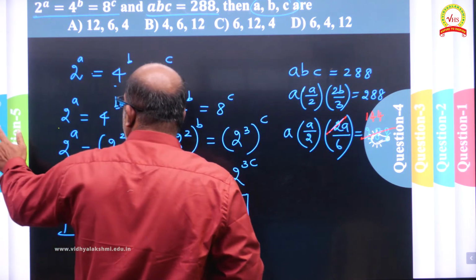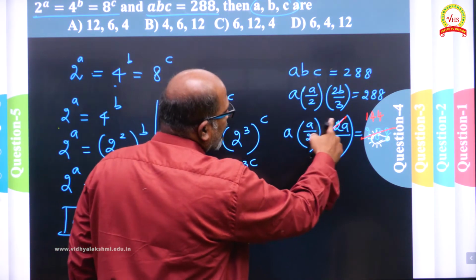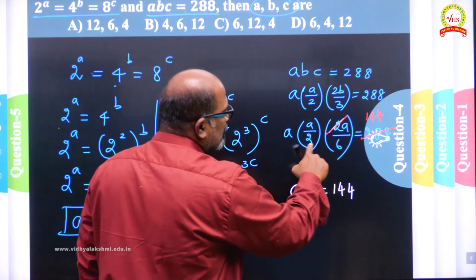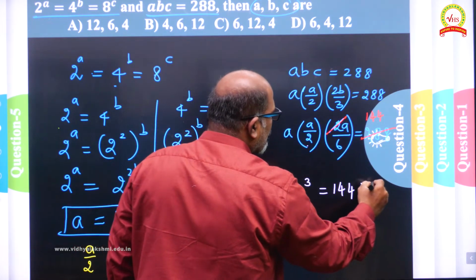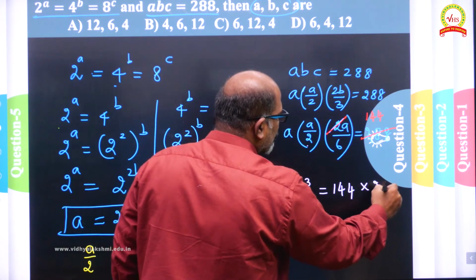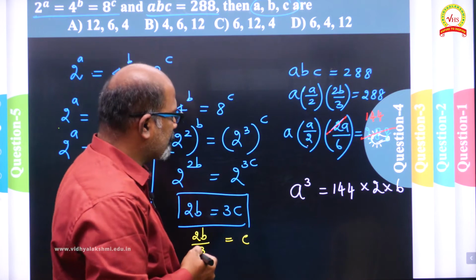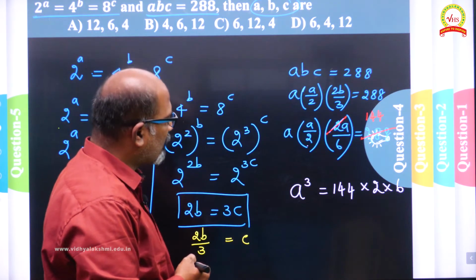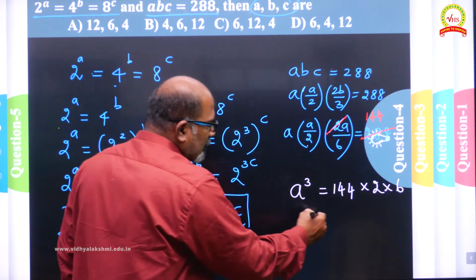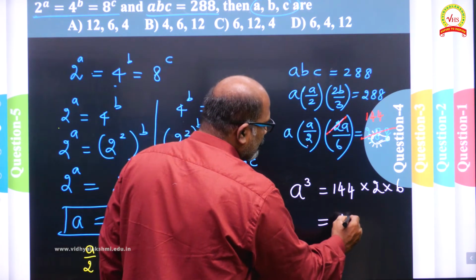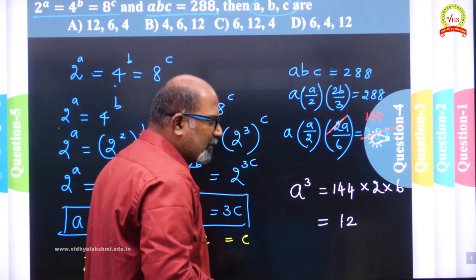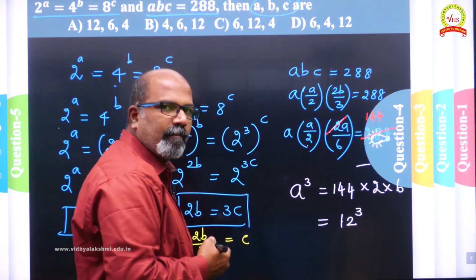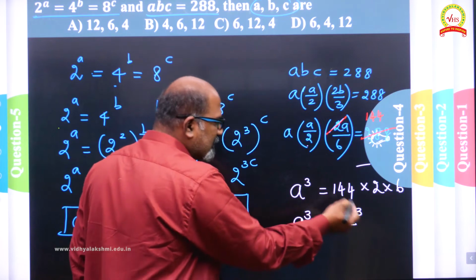After cancellation, what remains is a into a into a, that is a cube, and on the right side we have 144. This 2 and 6 will be multiplied with this 144 on the right side. So a cube is equal to 144 multiplied by 2 multiplied by 6. You know that this 144 we may write as 12 squared, and 6 into 2 is again 12. So we have 3 times 12, so we can express it as 12 power 3. So a cube is equal to 12 power 3.